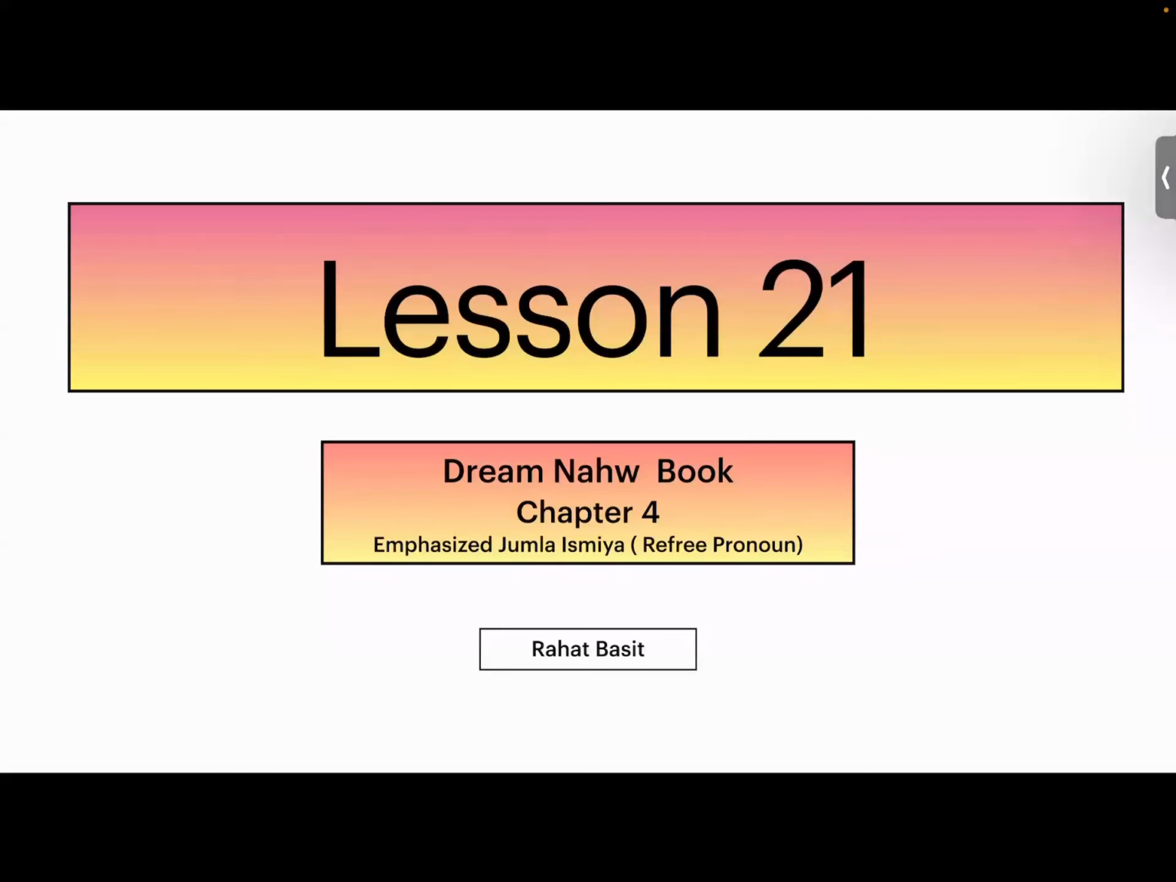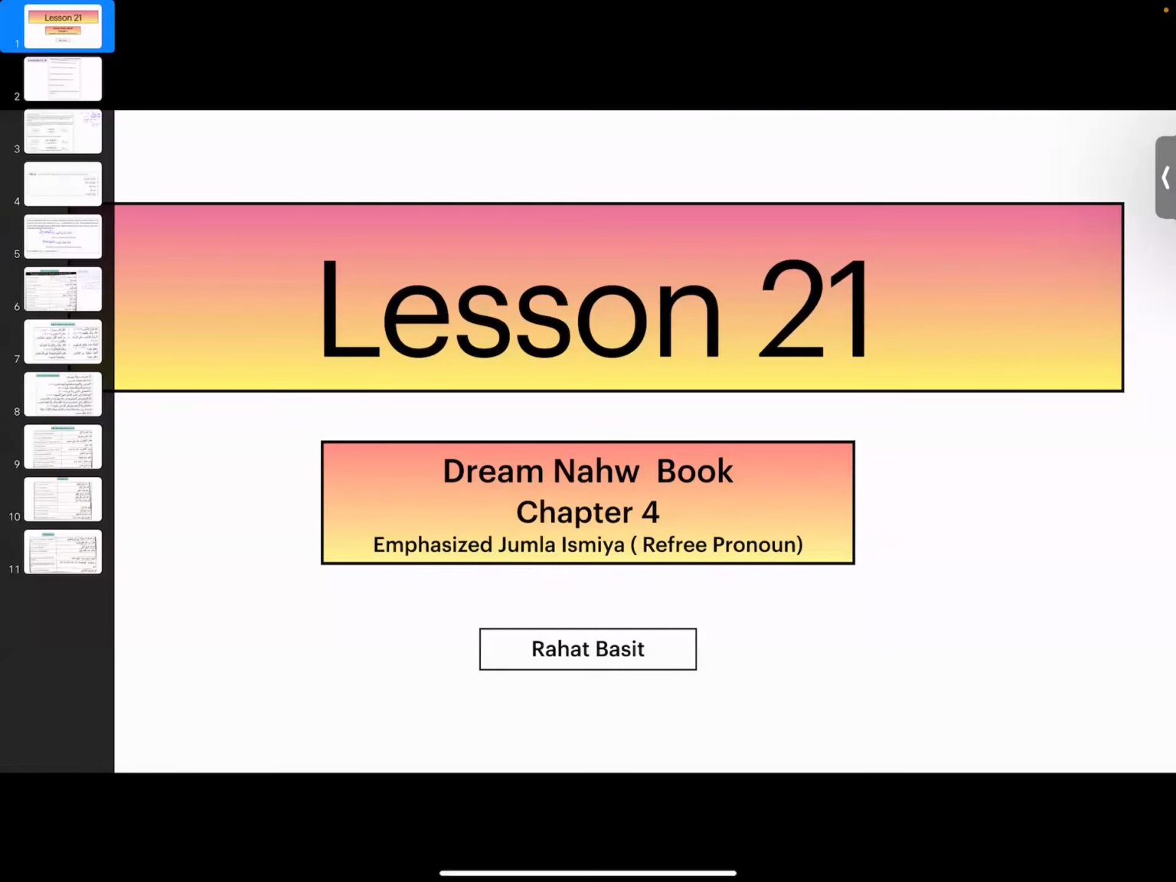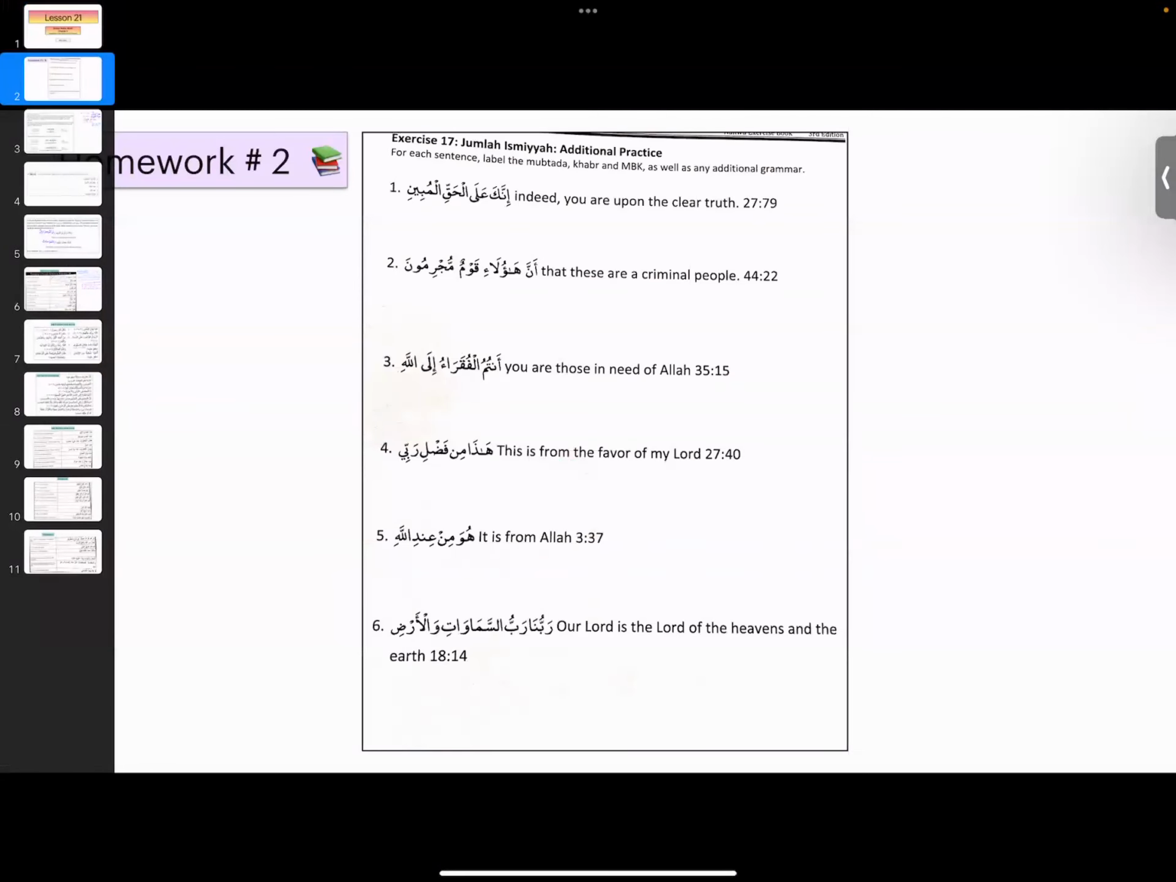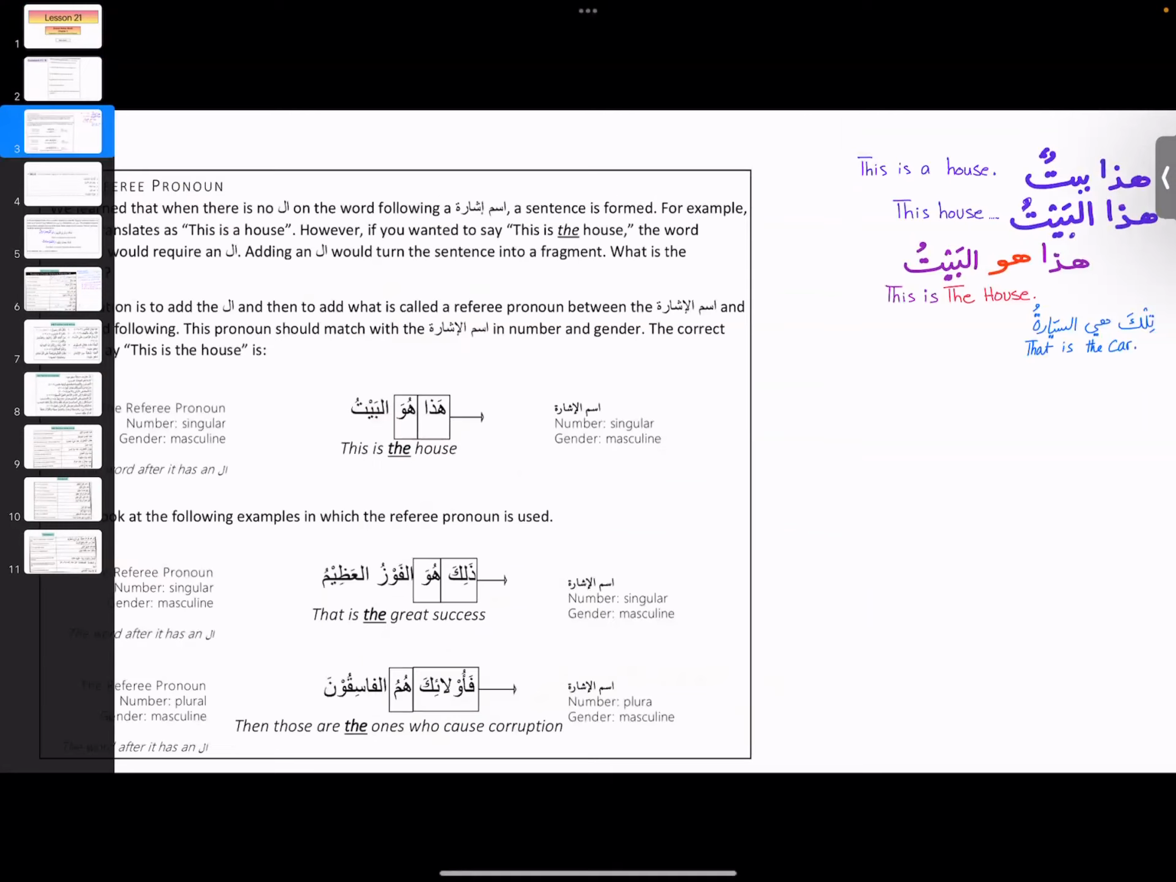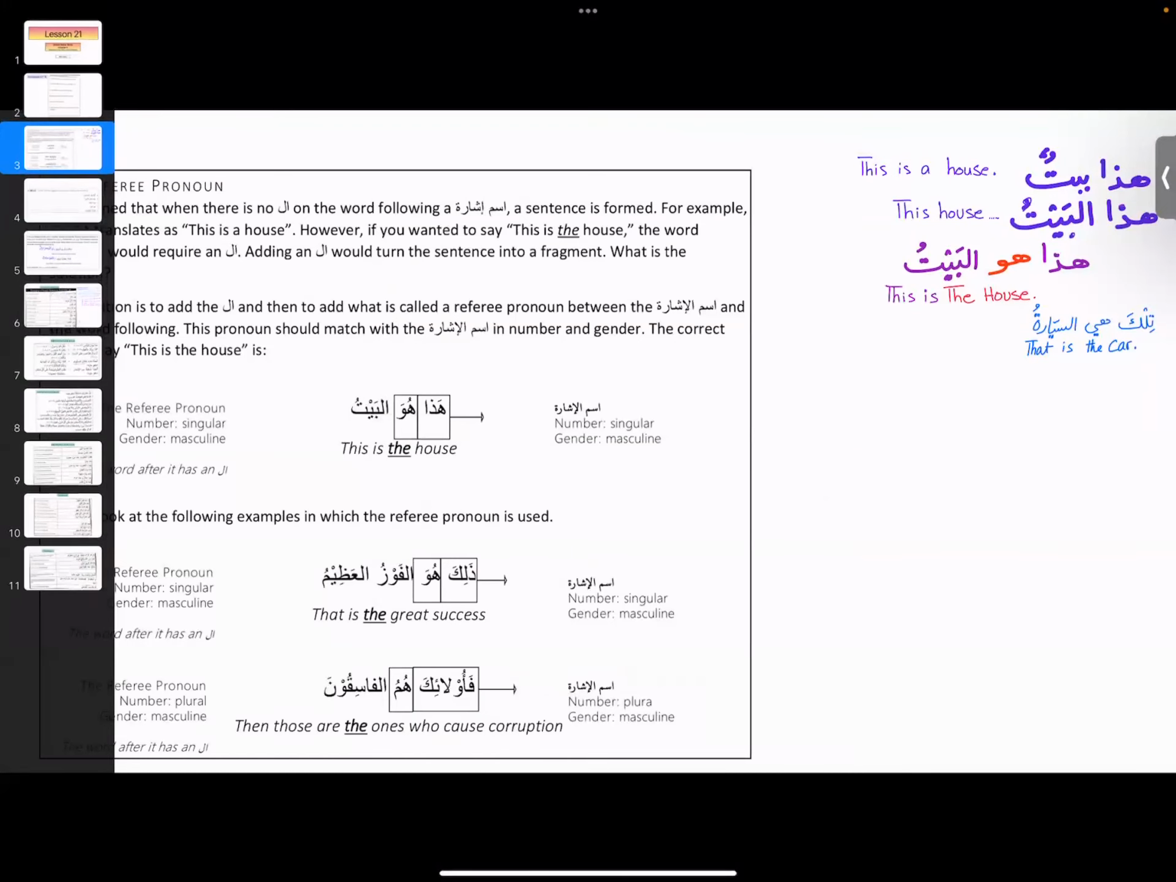Lesson 21, and inshallah, in this lesson, we are going to talk about emphasized jumla ismiya, the extra pronoun we will see in it, and that is called the referee pronoun. So let's see. And last class, we had some homework. Inshallah, we can do it together if we have time at the end of the class, if anyone has questions regarding it. So let's start our class, our today's lesson.